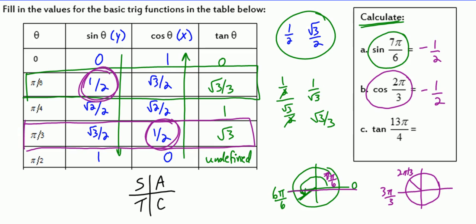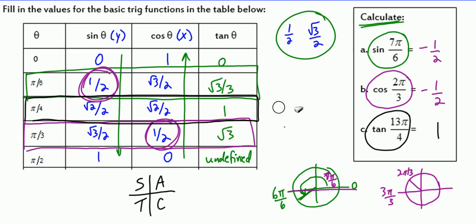Okay? Now, this last one, 13 pi over 4, right now you're in the pi over 4 row, and whether it's sine or cosine, it's going to be square root of 2 over 2. In this case, it's tangent. So we know it's a 1, and again, what kind of 1 are we talking about? Positive 1, negative 1, right? What do we need to do?